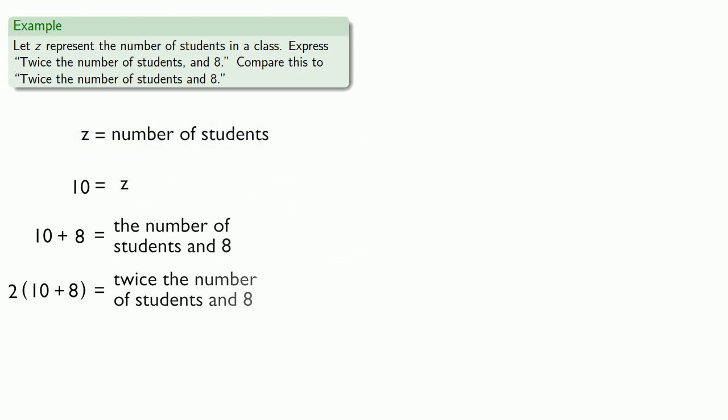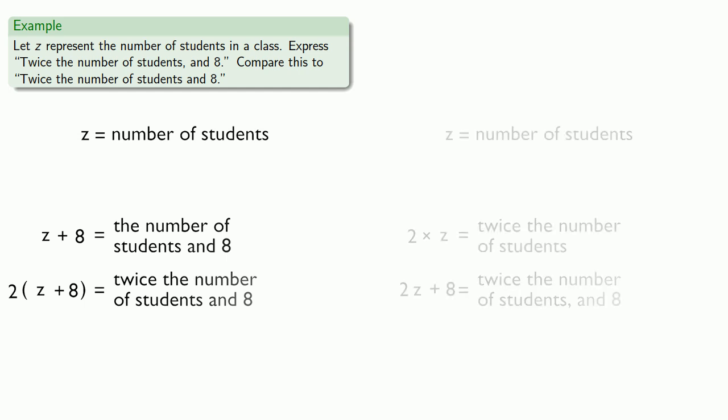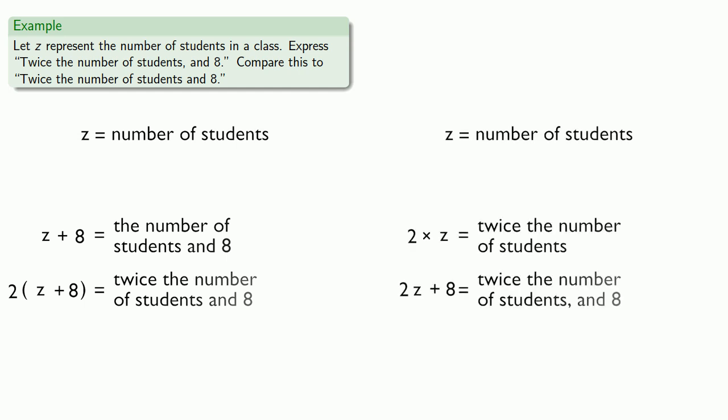Equals means replaceable, so every time we see 10, we'll replace it with z. And this gives us our algebraic expression for twice the number of students and 8. And for comparison, here's what we wrote for twice the number of students, comma, and 8.